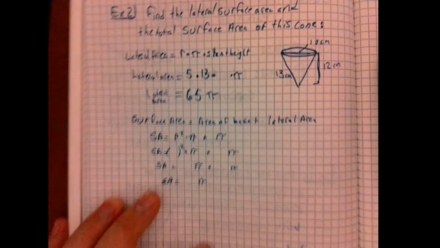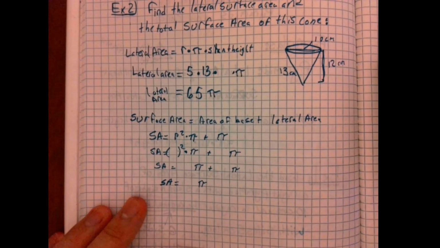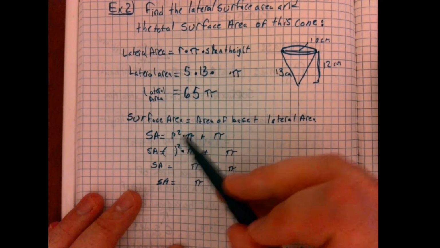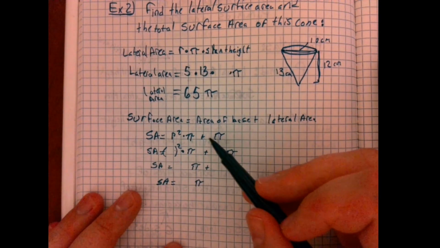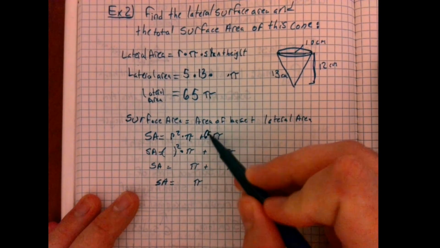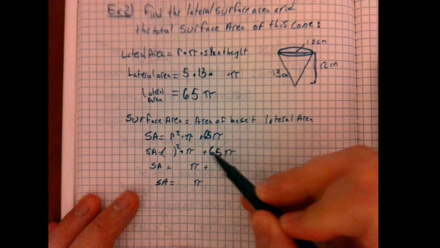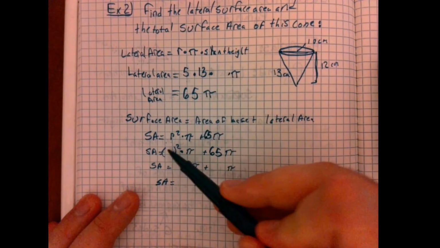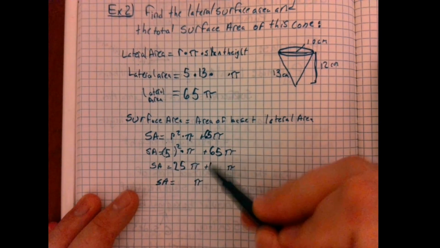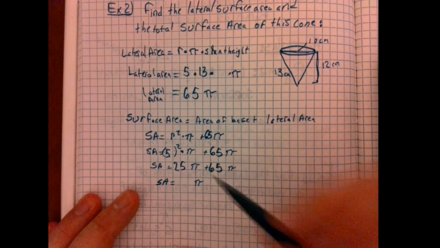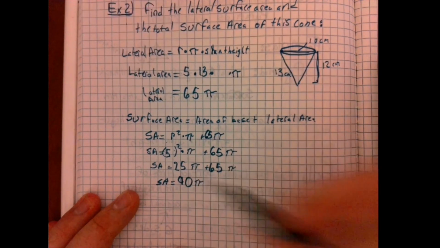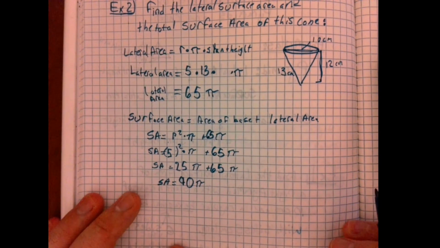To find the surface area, we're going to use the area of the base, or pi r squared, plus the lateral area we found before, which was 65 pi. So our radius we said was 5, so we're going to have 5 squared pi, which is 25 pi, plus 65 pi. Now 20 and 60 make 80, and 5 and 5 make 10, so this is 90 pi. And that'll be our surface area.